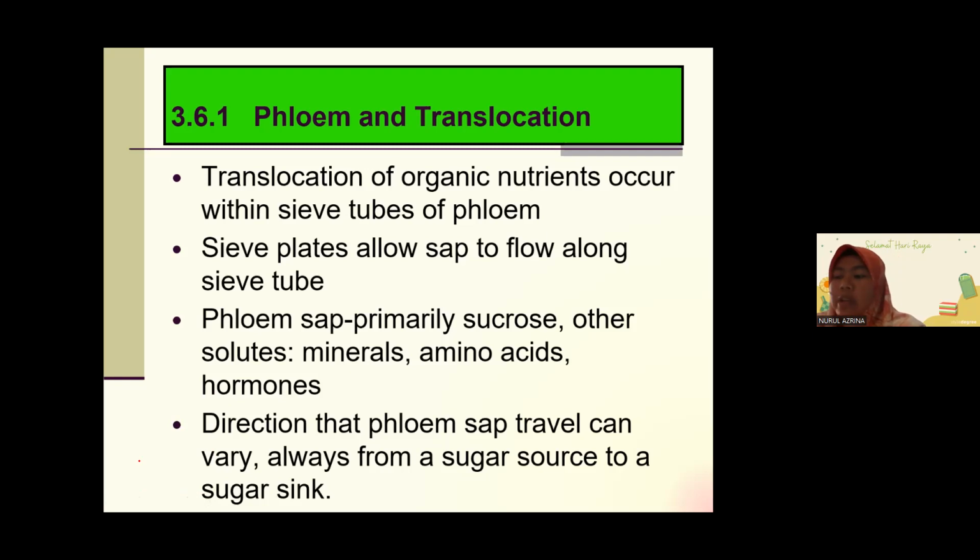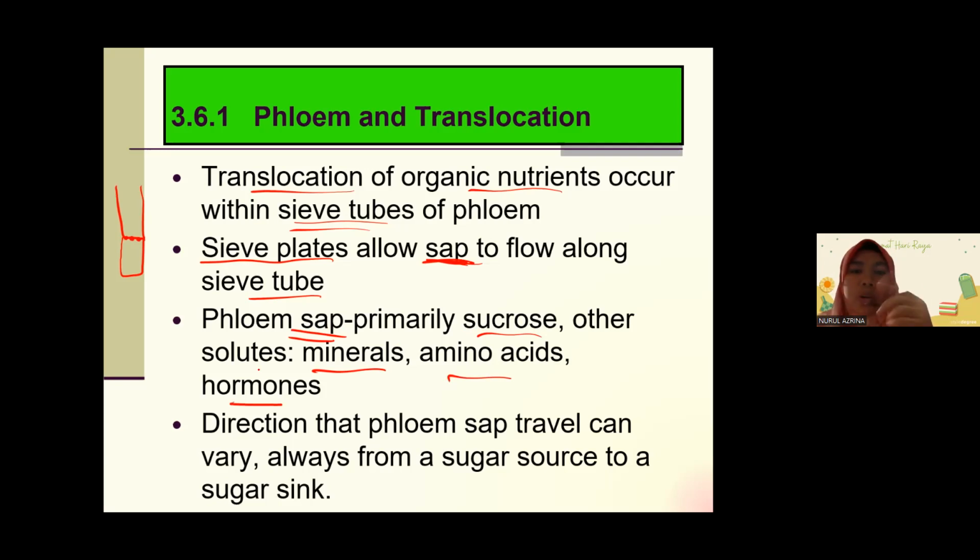Translocation of organic nutrients occurs within the sieve tube of the phloem. Remember, the phloem is a complex tissue, comprising sieve tubes and also companion cells. Sieve plates allow sap to flow from one sieve tube to another. Remember, this is one sieve tube and it is connected to another sieve tube via the sieve plate. The phloem sap here refers to the components transported by the phloem, which are sucrose, minerals, amino acids, or hormones. So this is all what we call phloem sap. So sap can travel from one sieve tube to another via the sieve plate.